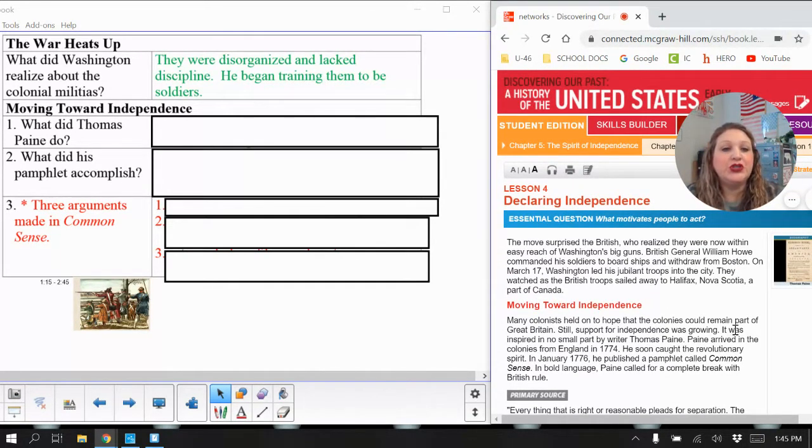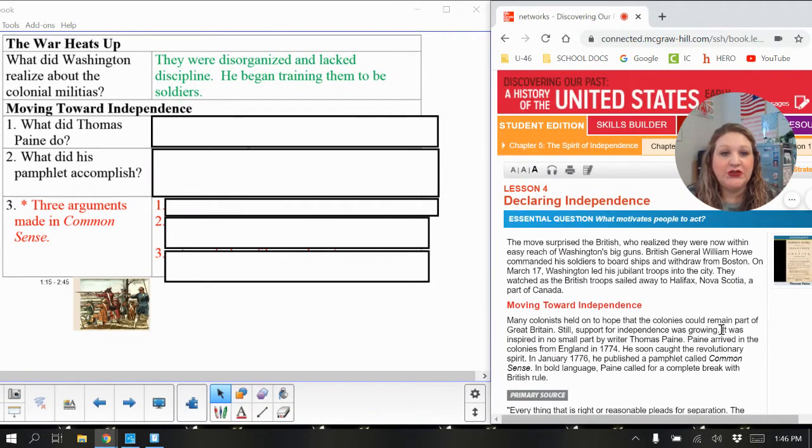The move surprised the British, who realized that they were now within easy reach of Washington's big guns. British General William Howe commanded his soldiers to board ships and withdraw from Boston. On March 17th, Washington led his jubilant troops into the city. They watched as the British troops sailed away to Halifax, Nova Scotia, a part of Canada.